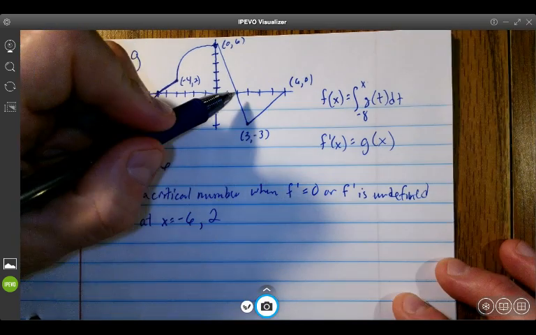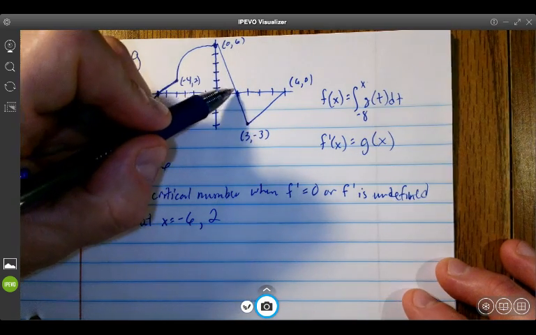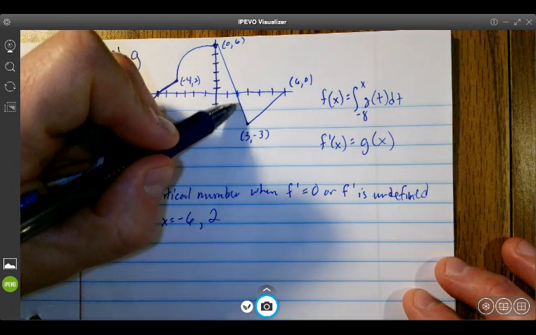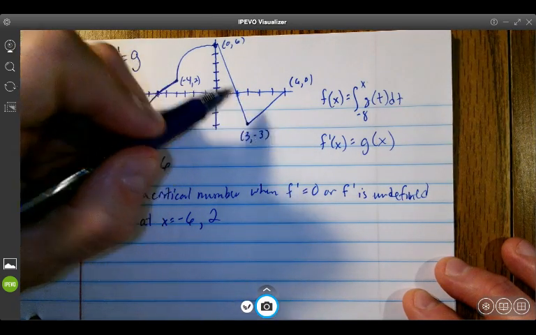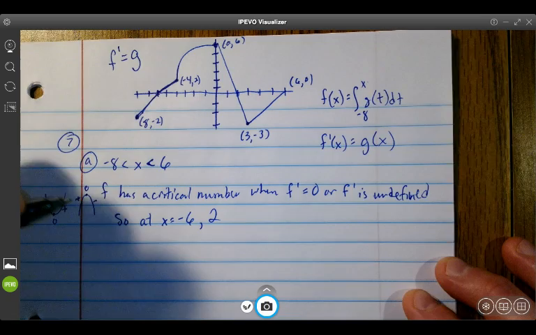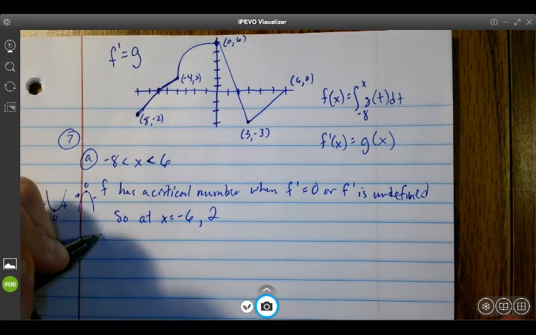All right, and then at 2, f prime is 0. To the left of it, f prime is above the x-axis, so it's positive. To the right of it, f prime is below the x-axis, so it's negative. So it changes from positive to negative. And remember, a graph of f whose derivative changes from positive to 0 to negative would be a local max.